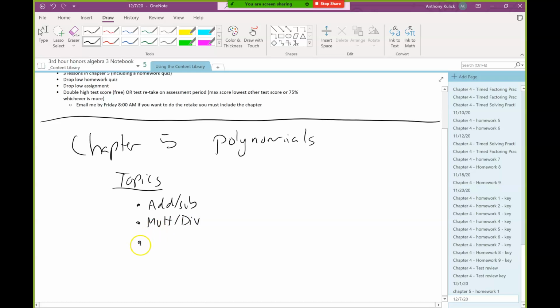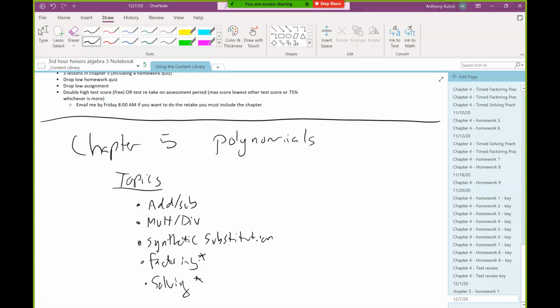multiplication and division, synthetic substitution, factoring, and solving. And both these factoring and solving topics we're just going to do a little section of.